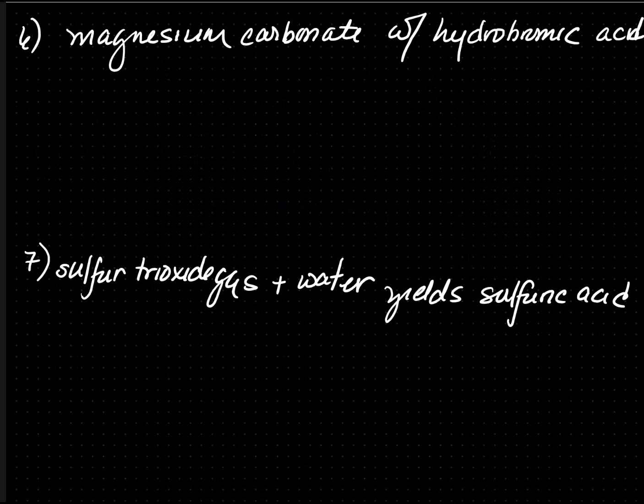Pause the video, try 6 and 7 on your own, and then check your answers. So we're going to determine the type of reaction. Magnesium carbonate is a compound. Hydrobromic acid is also a compound, so we know this is going to be a double replacement reaction. Magnesium carbonate starts with a metal, so this is an ionic compound. So we need to find the symbol and charge. Charge of magnesium is 2. Carbonate is a polyatomic, CO3, charge 2.